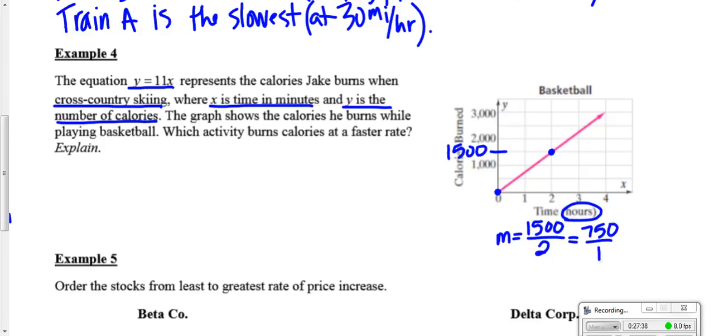Okay, but again, that's per hour. When x is comparing everything in minutes. We know that from the story problem. So I'm going to take 750, divide that by 60, and this is something you're going to need your calculator for. We have 12.5 calories per minute. Okay, so basketball seems to be burning more calories than the cross-country skiing, and so we'll go ahead and explain that.